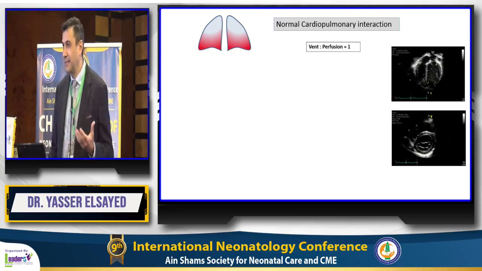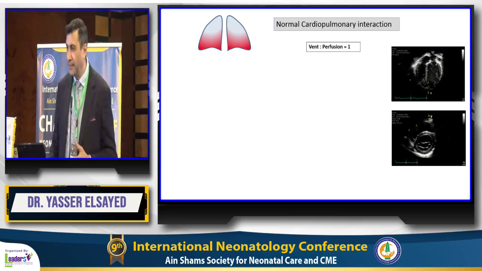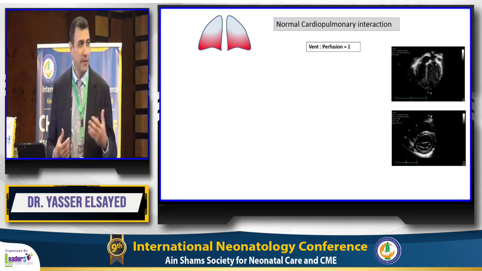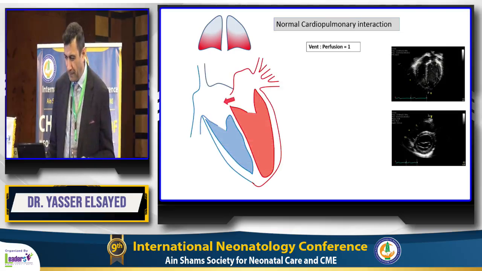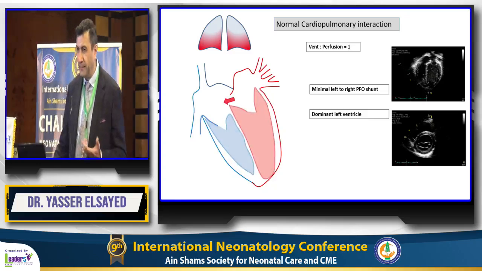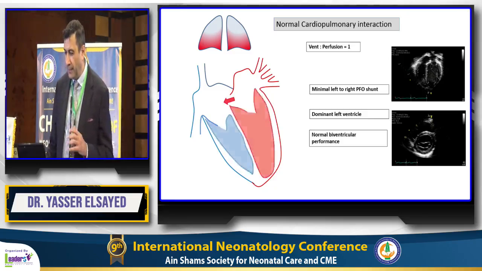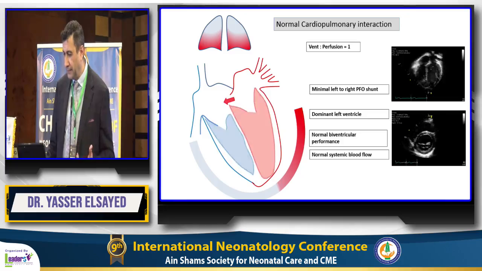So we have the lung, and as I mentioned during the first presentation, ventilation perfusion matching should be close to 1, or typically 0.8. So the amount of air should be almost equal to the blood flow. The ventilation is equal to perfusion, and the cardiac output should be equal to minute ventilation. And we have the heart with minimal left-right shunt through the patent foramen ovale, which is physiologic. And we have a dominant right ventricle, so the apex is made by the left ventricle, just beyond the postnatal transition. Normal biventricular performance, as you can see, and also normal systemic blood flow and normal heart performance, as you can see in the echo.